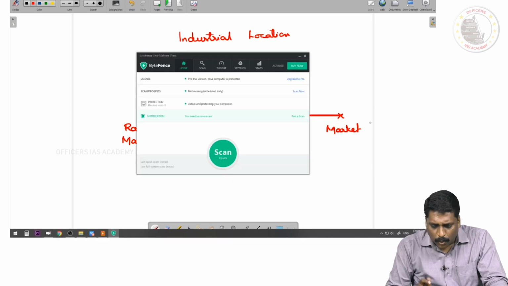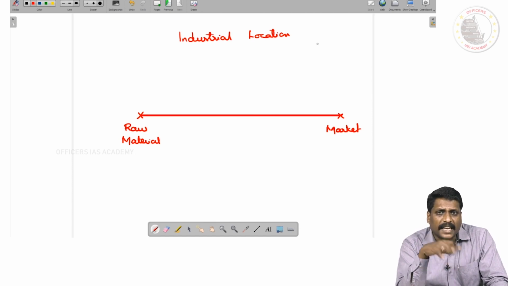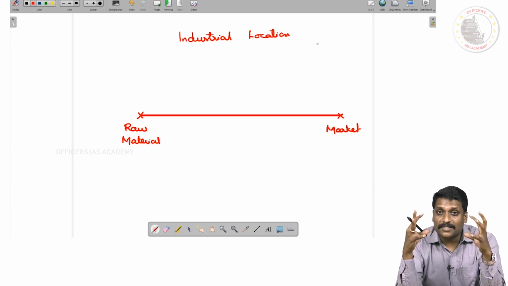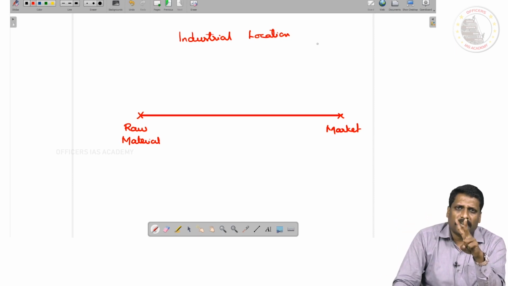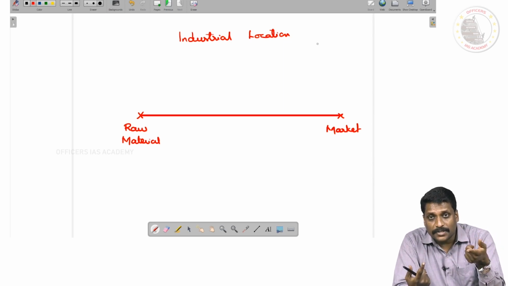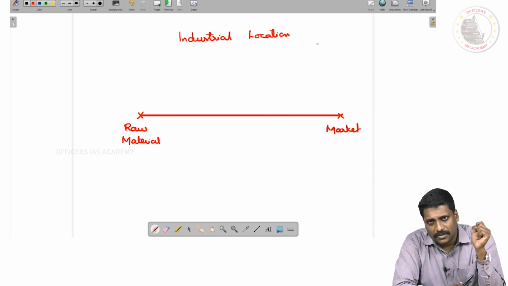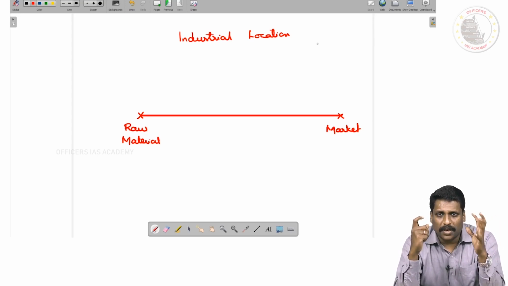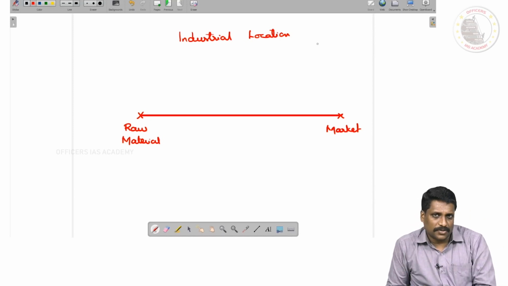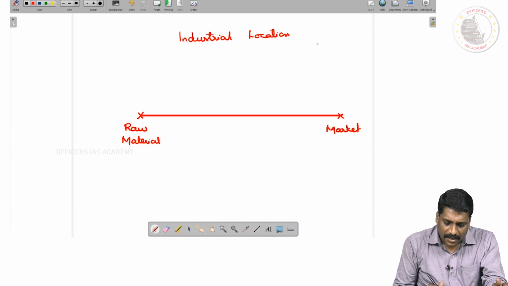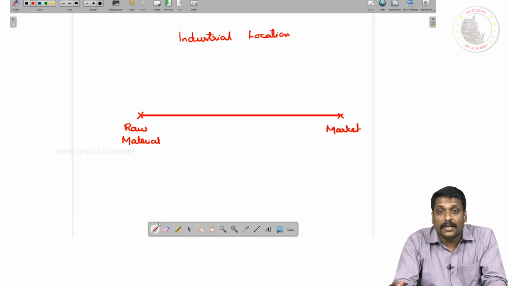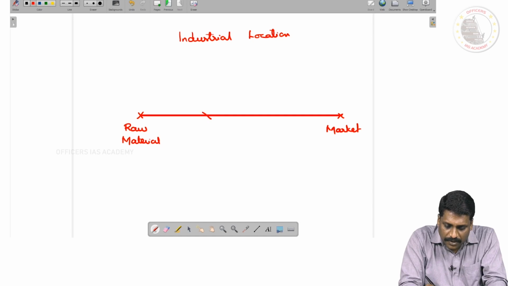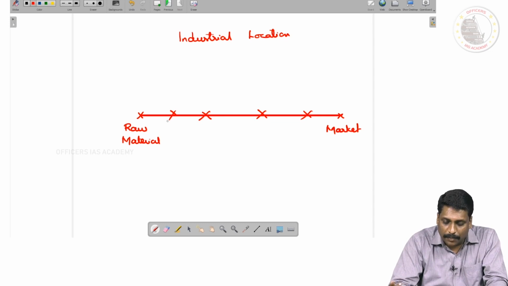Now comes the question, where exactly has any industry to be set up? If you ask me what determines the cost of any product, generally we say two factors: number one, manufacturing cost, and number two, transportation cost. So any entrepreneur has to focus in such a way that he minimizes the transportation cost. In that regard, any rational entrepreneur will set up his industry anywhere on the line located between the place of the raw material and the place of the market.